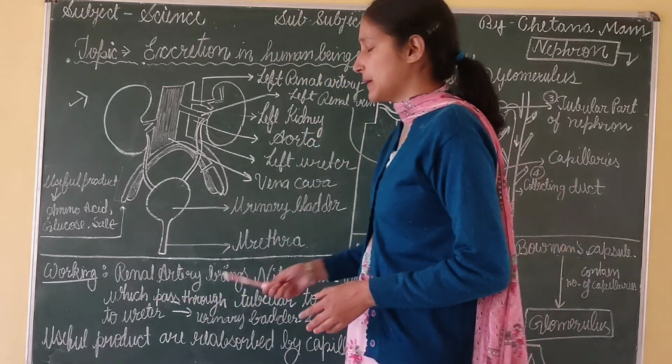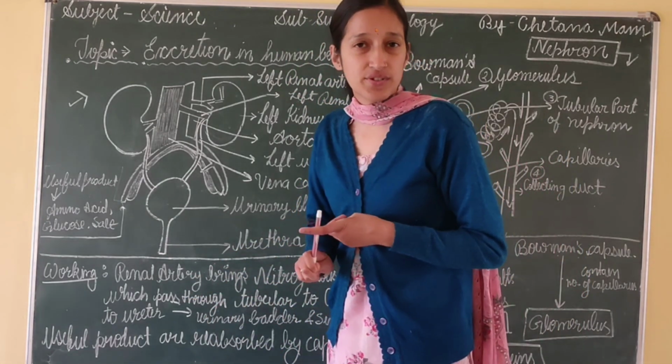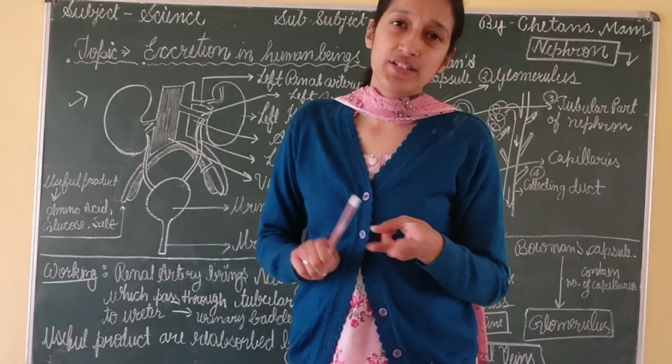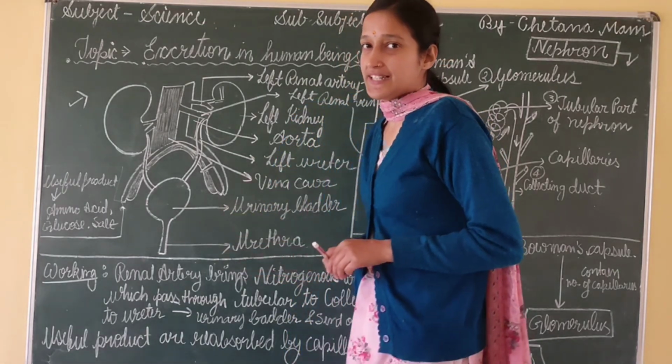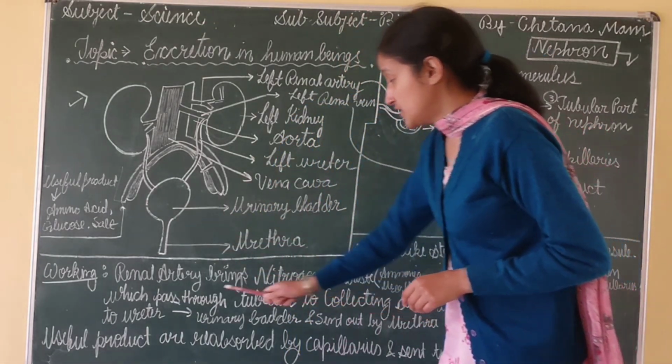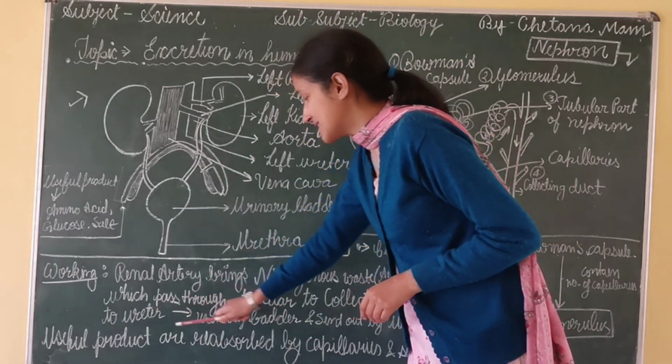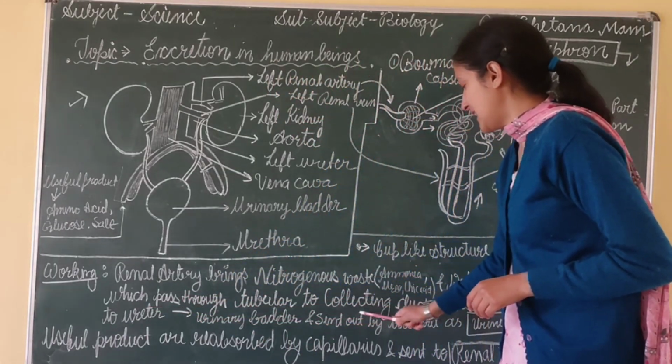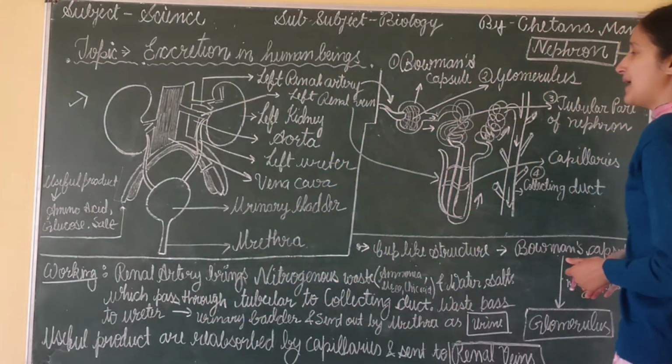यानी कि renal artery के साथ तीन चीजें लाती हैं, नाइट्रोजनस वेस्ट, वाटर एंड सॉल्ट्स. अब इनको करना है फिल्टर. ठीक है, which passes through tubular to collecting duct. यानी कि फिर वो कहाँ पास होता है?